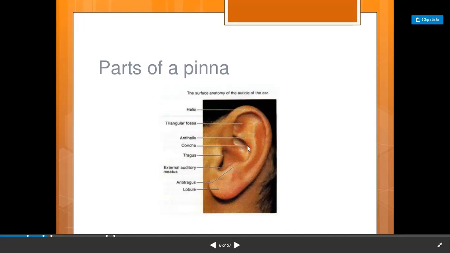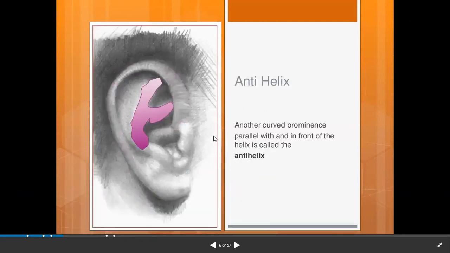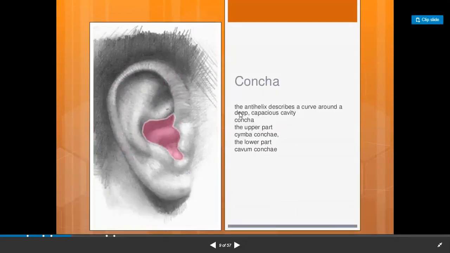So this area is concha. This is the triangular fossa and this is helix. Okay. So this is the helical area. The prominent rim of the auricle is called helix. Another curved prominence, what we see quite opposite to that, is antihelix in front of the helix. This area, the antihelix, describes a curve around the deep capacious cavity, that is concha, which has the upper part, then cymba concha, and the lower part, that is cavum concha. Upper, middle, and lower parts.